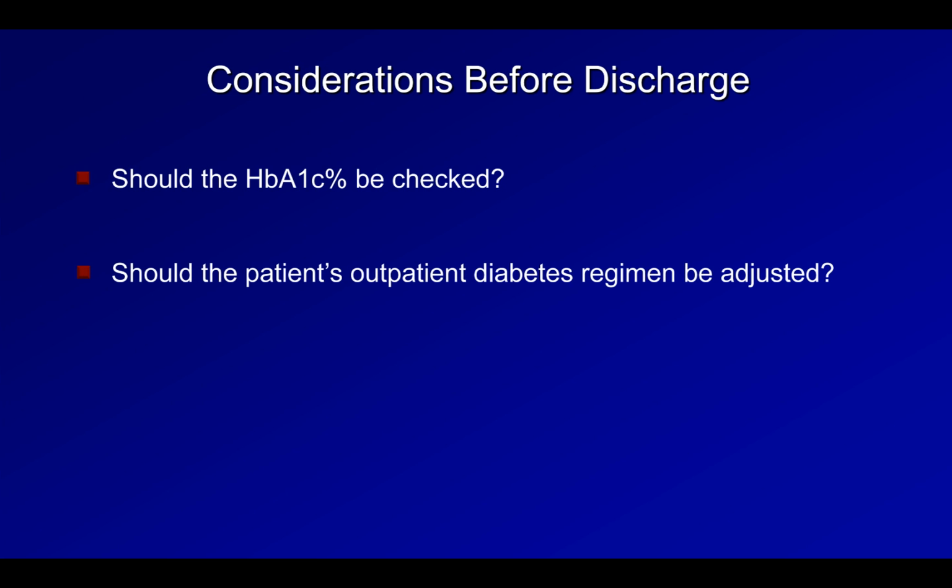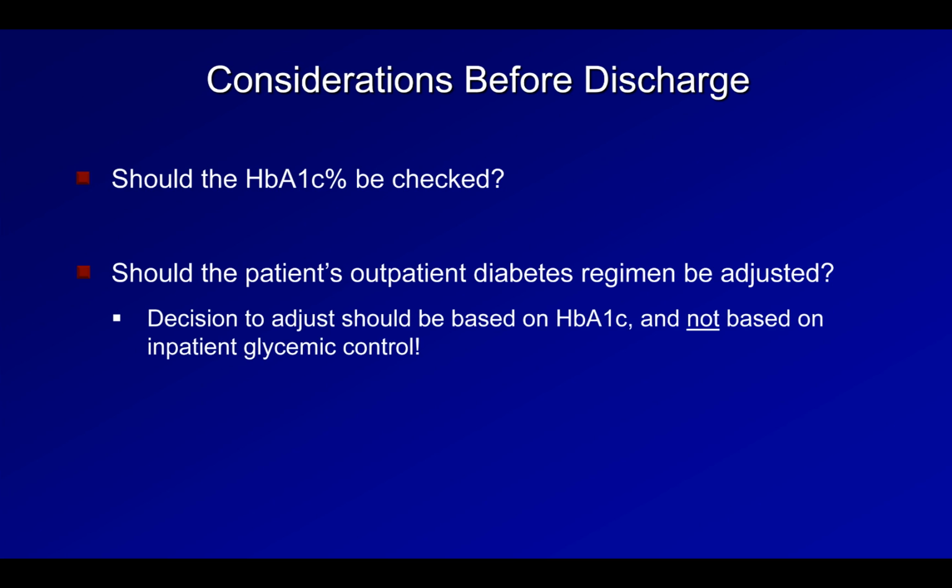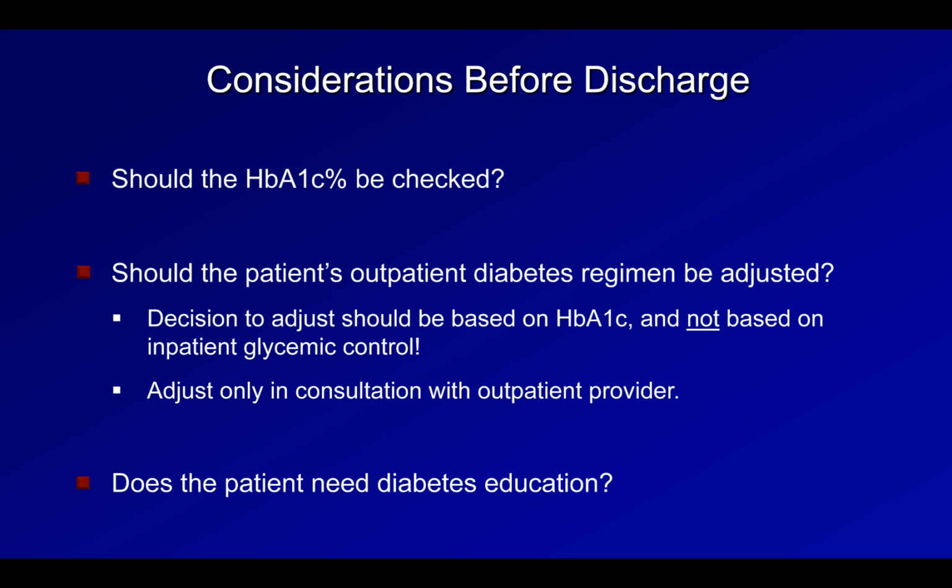Finally, there are some considerations before discharging a diabetic patient from the hospital. Should the hemoglobin A1C be checked? Should the patient's outpatient regimen be adjusted? The decision to adjust should be based on the hemoglobin A1C and not based on inpatient glycemic control. Generally, avoid changing the outpatient regimen if the A1C is less than 8%, unless there is a new contraindication to a previously used medication. And only adjust the outpatient regimen in consultation with the patient's outpatient provider. Finally, does the patient need diabetes education?